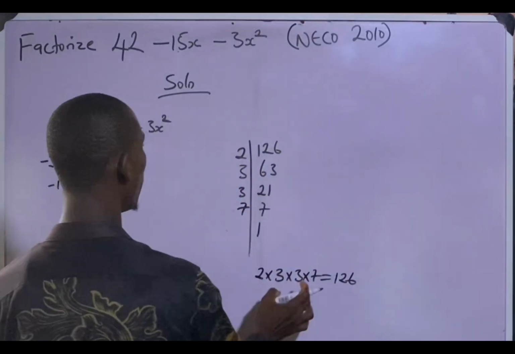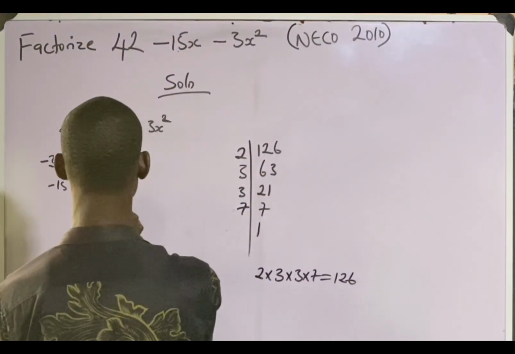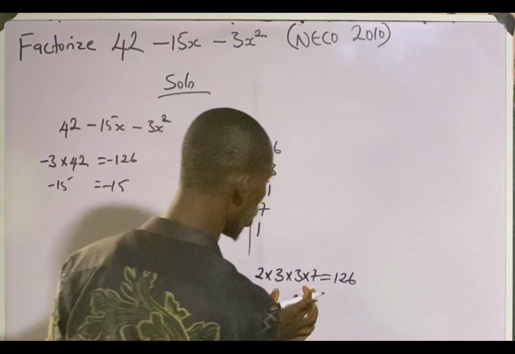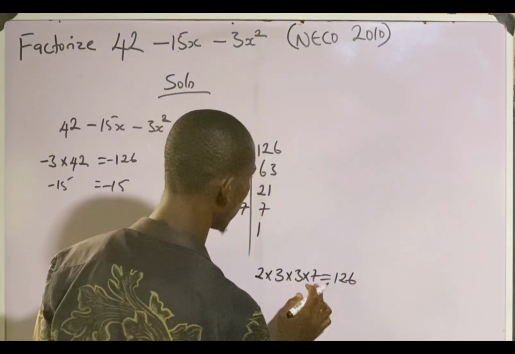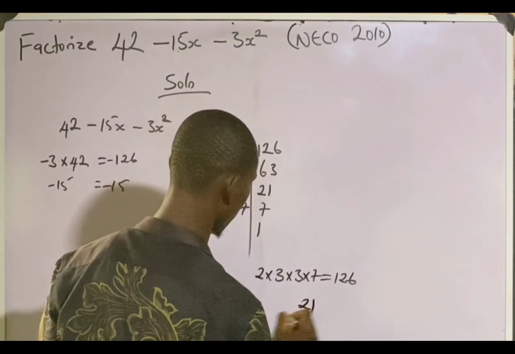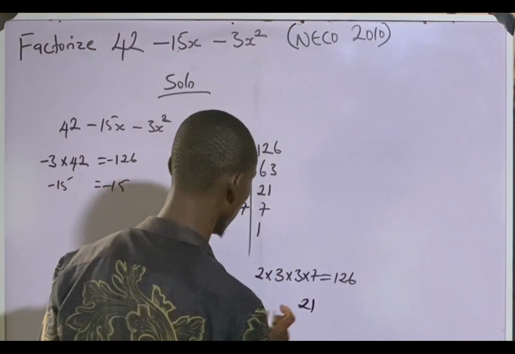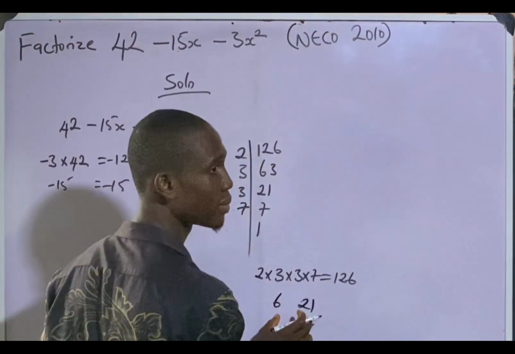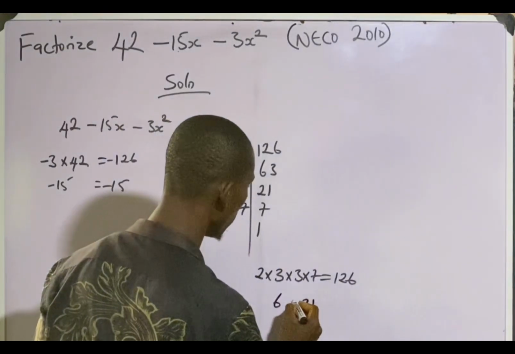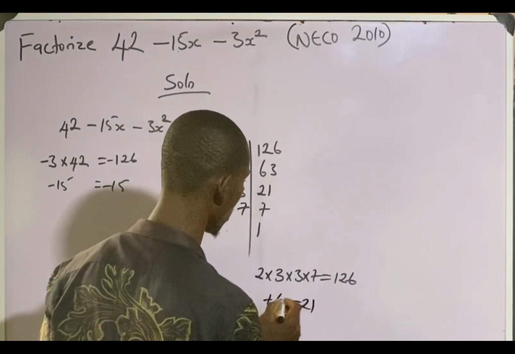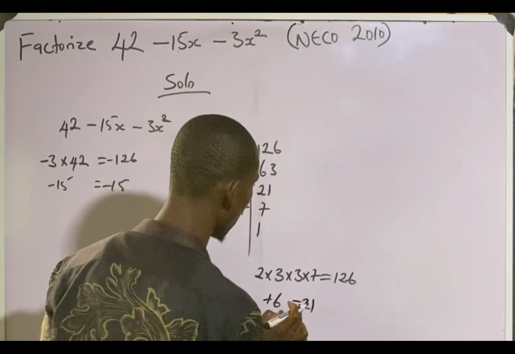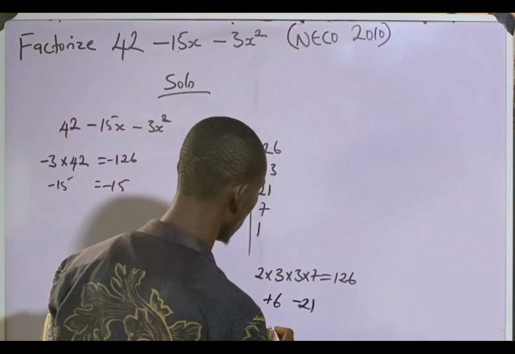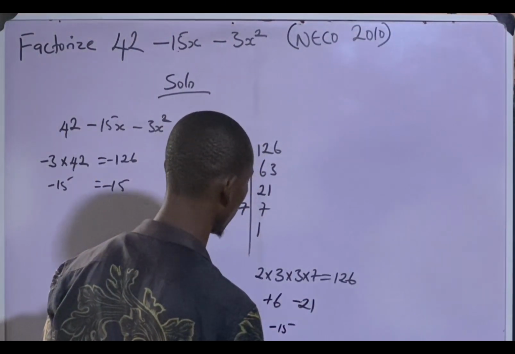So how do we manipulate these numbers to give us minus 15? Watch closely. We know that 3 times 7 will give us 21, right? 2 times 3 will give us what? 6. We know that if we manipulate these two numbers, we can get 15. How do we do that? This will be minus 21, and this will be plus 6, so that 6 minus 21 will give us minus 15.